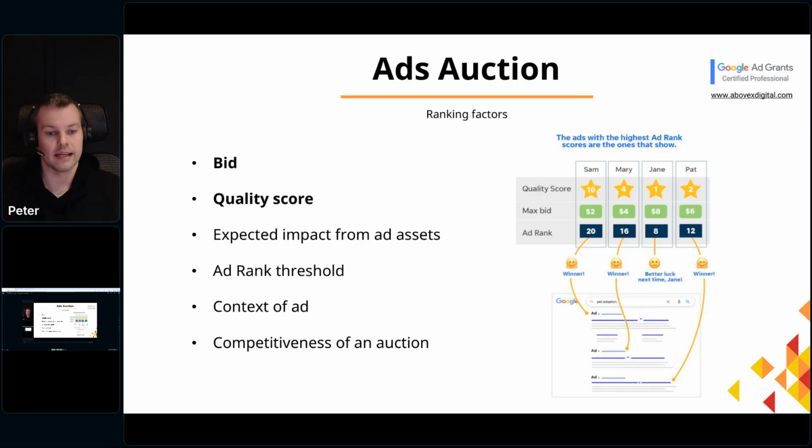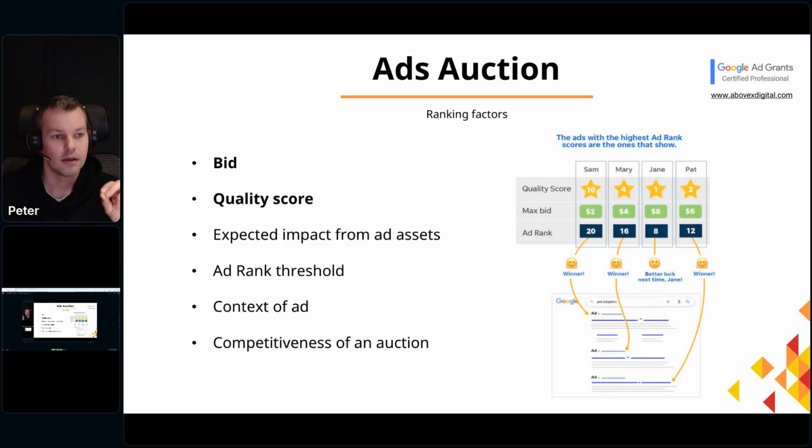When you look at the right-hand side of this picture, that's an example. Let's say there are 4 advertisers, and they all bid on the same keyword. You can see they have different quality scores. Sam has a quality score of 10, which is the highest, and Jane has a quality score of 1 for this keyword. They also bid different amounts, from $2 going all the way to $8. Google multiplies these two numbers, and that's the ad rank, right? Sam has the highest ad rank of 20, and Jane has the smallest ad rank of 8.